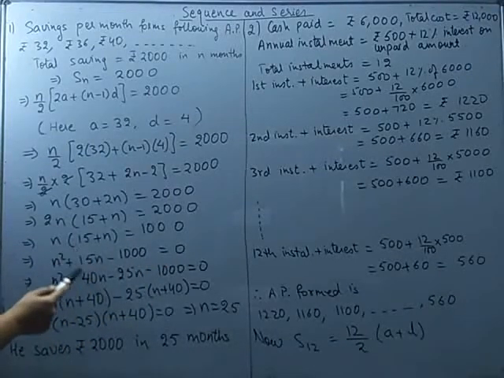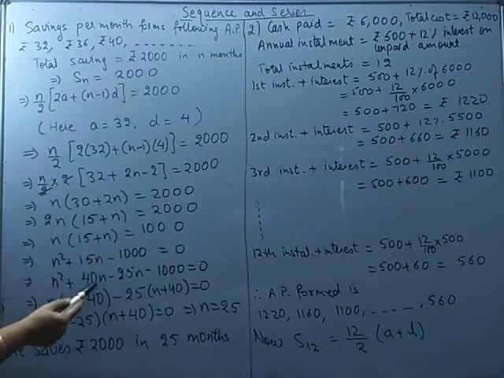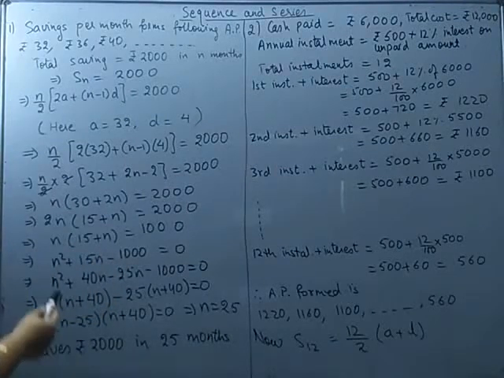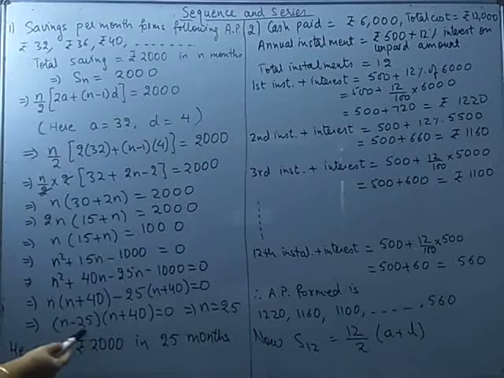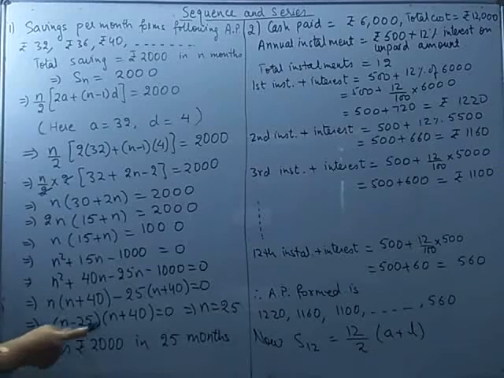We can split the middle term, 15n, as 40n minus 25n. The product of 40 and 25 is 1000 also. And on taking common factors, these are the two factors we are left with. Now factorization by splitting the middle term you have done in your previous classes 9th and 10th. So the two factors obtained are n minus 25 and n plus 40.